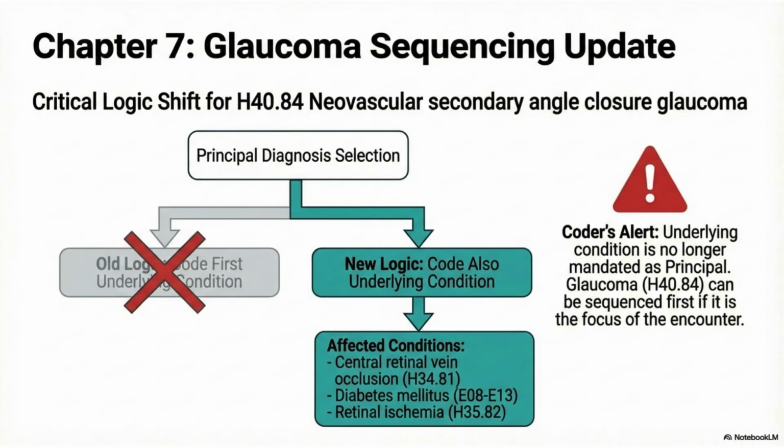This is a major logic change. For neovascular secondary angle closure glaucoma, H40.84, the underlying condition is no longer required to be sequenced first. Instead, the instruction now reads code also, giving coders flexibility to assign glaucoma as the principal diagnosis when it is the focus of the encounter. This is a significant shift for ophthalmology coding.